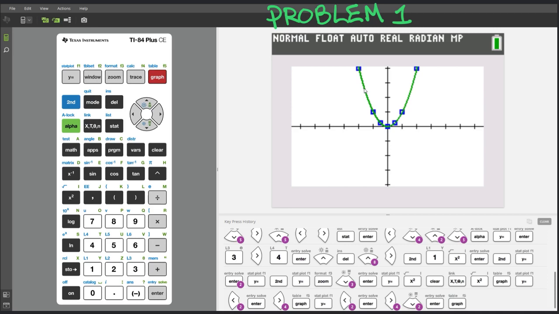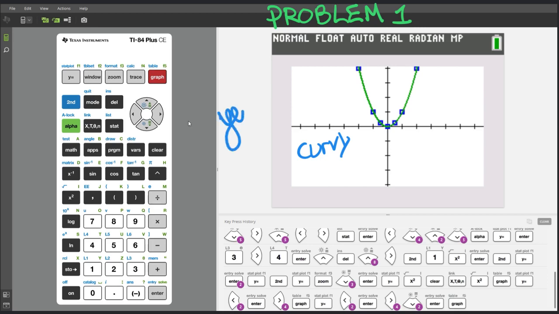Question 2, describe the shape of the graph of the function. Well, this is fairly simple. It just kind of looks like a U, when we draw a U. But the official shape is called a parabola. So I would put U shape or parabola.